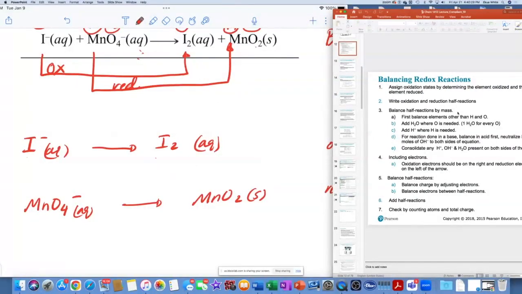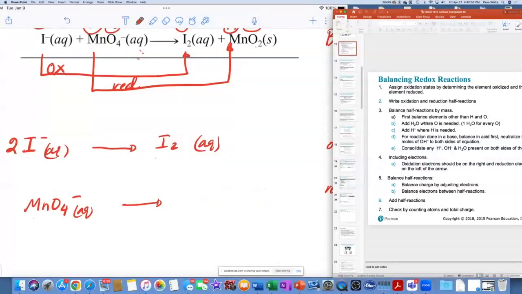Okay? So rule number three says balance half reactions by mass. I is not balanced because you have one on the left, you have two on the right. So put a two here. Mn is balanced. One Mn on the left, one Mn on the right. So that takes care of rule number 3A. Rule number 3B says you want to look at the oxygen, and where you're deficient in oxygen, add water for every oxygen needed.